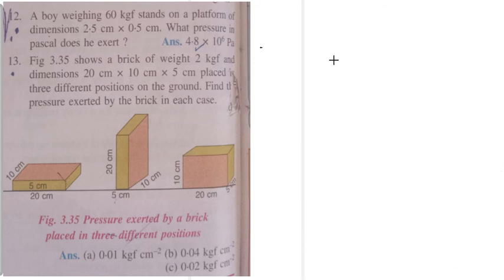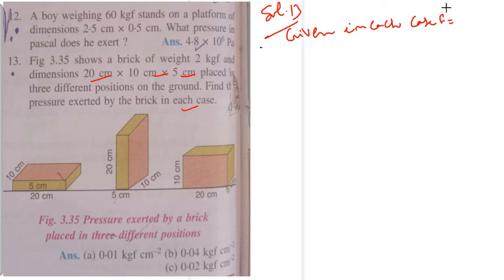So students, in this question, this figure shows a brick of weight 2 kgf and dimensions 20 into 10 into 5 cm placed in 3 different positions on the ground. Find the pressure exerted by the brick in each case, right? So these are 3 different positions of the brick. So in the first case, given is what? In each case, F is equal to 2 kgf, right?